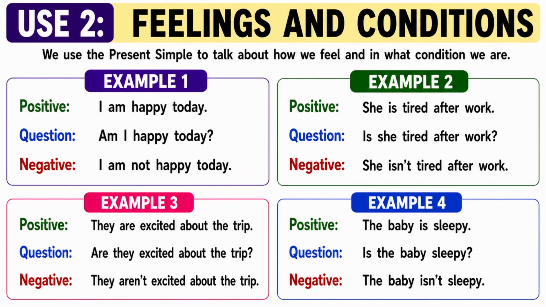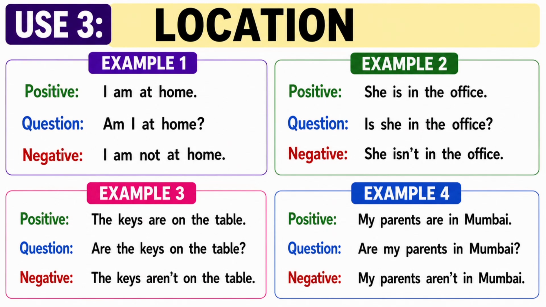Negative. The baby isn't sleepy. Now let's learn the third use. The third use is location. We use the present simple to tell where someone or something is.